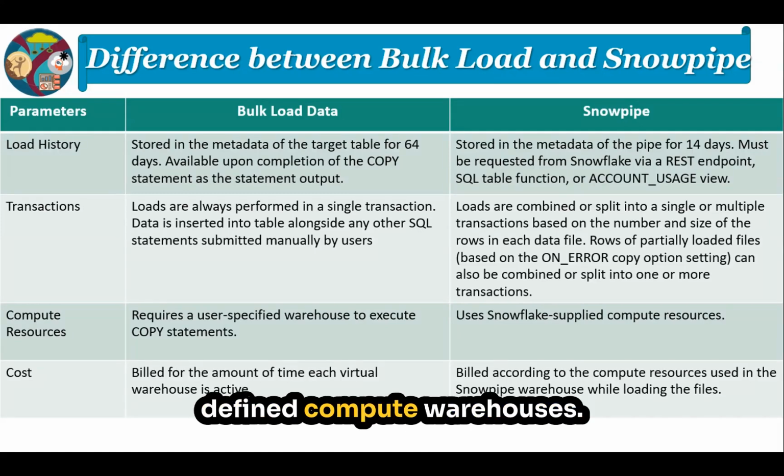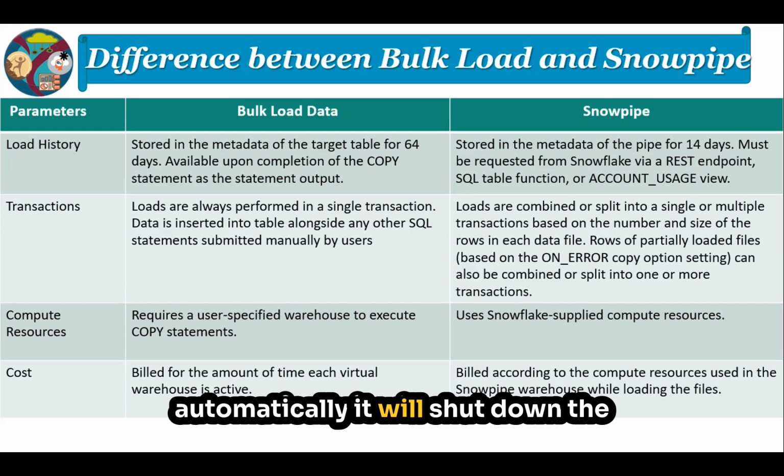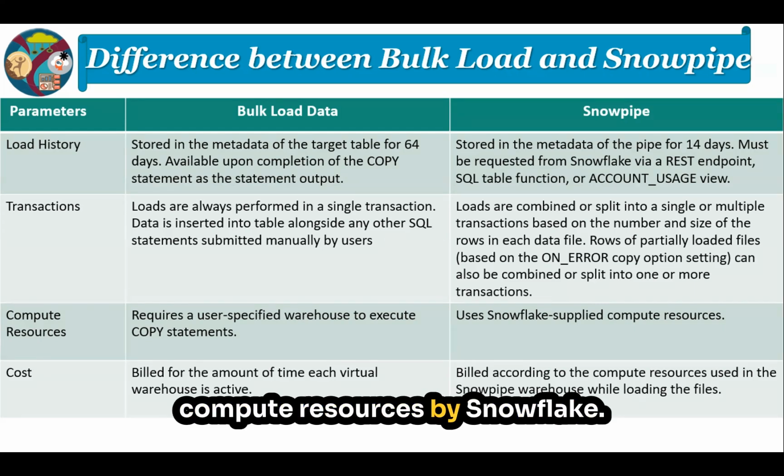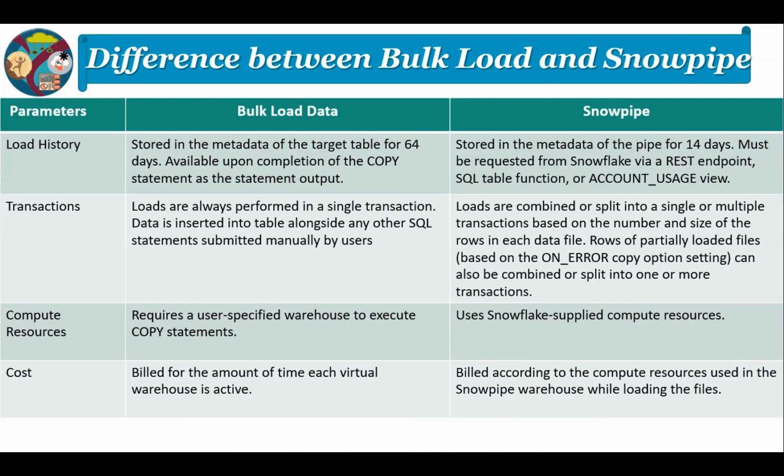user defined compute warehouses. Now coming to the Snowpipe, that is not the case because Snowflake is actively looking and it will give whatever compute power is required. Once that compute power is done, Snowflake automatically shuts down those compute resources. That is the advantage of the serverless architecture.